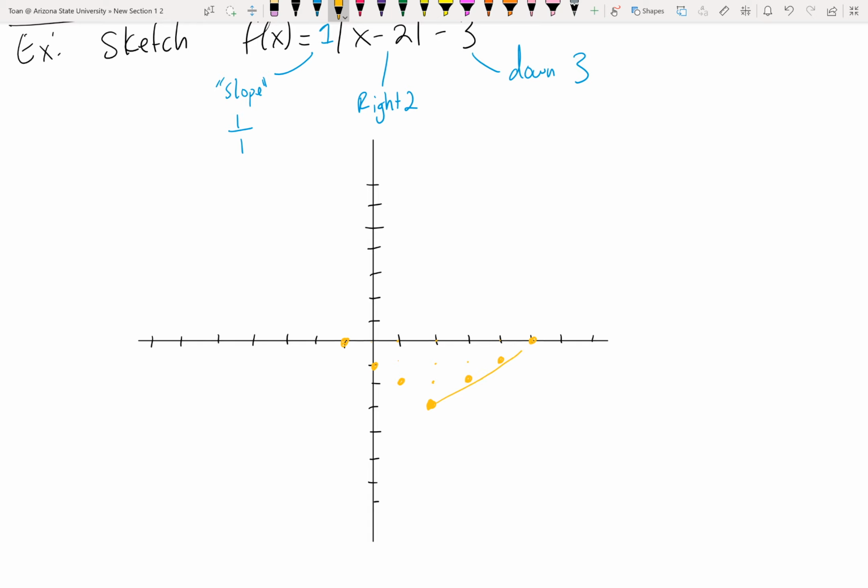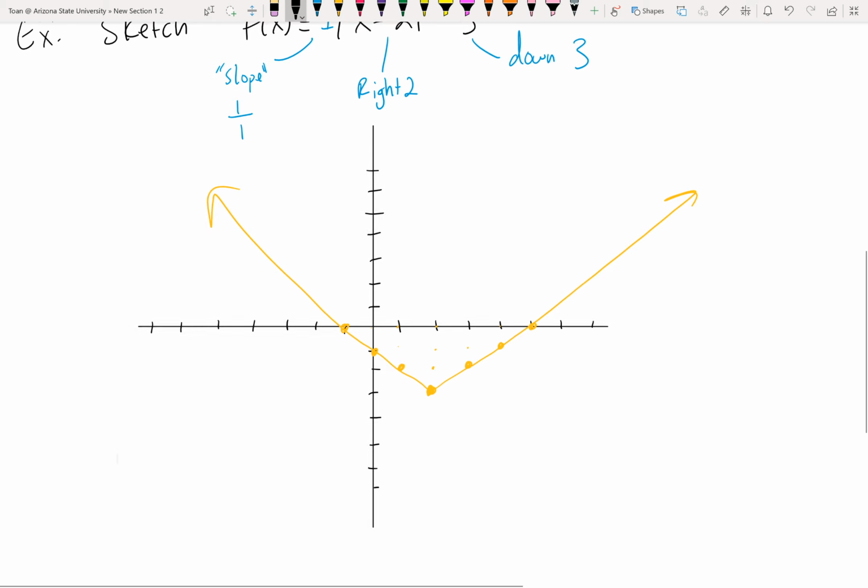And there is our graph. There is our V shape. We sketched it. So that's basically how you sketch absolute value functions, right? You just have to read up, down, left, right, the motions, plot your vertex, and then listen to your slope.